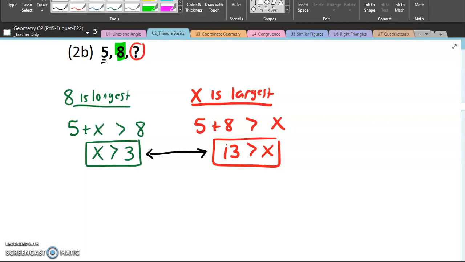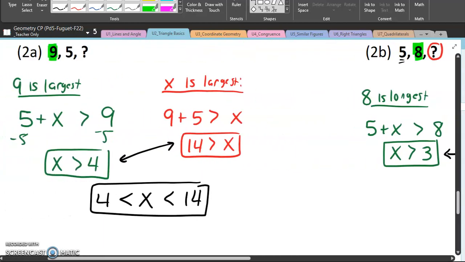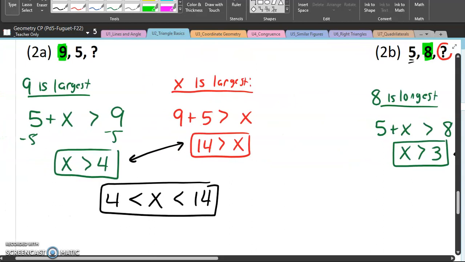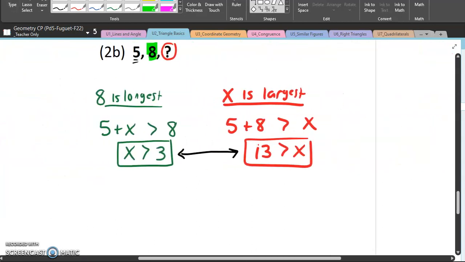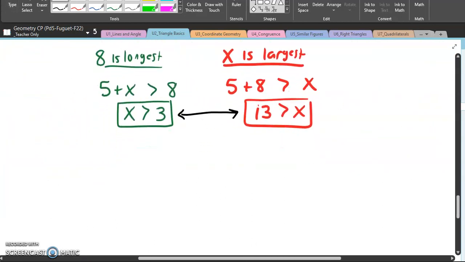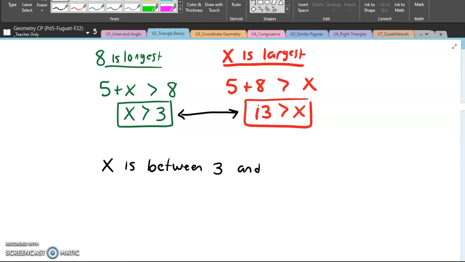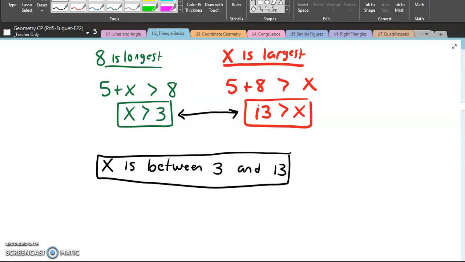Now, in the previous example, I wrote it in what's called inequality notation. This is one form that you can write it in. Another way that you can write this answer and present it to me is you can simply say x is between 3 and 13. So if you would rather write this in words as a sentence, I'm okay with that too. So whether it's an inequality or a sentence, I am good either way.